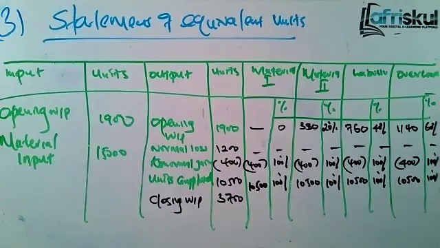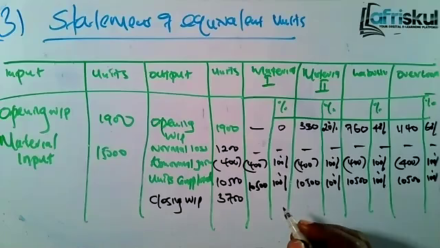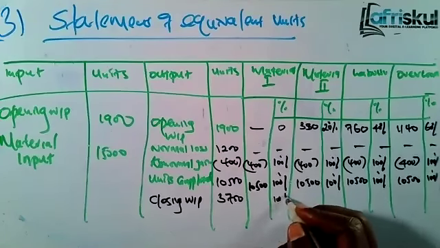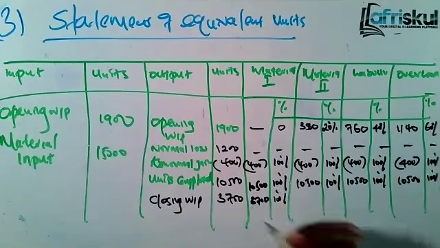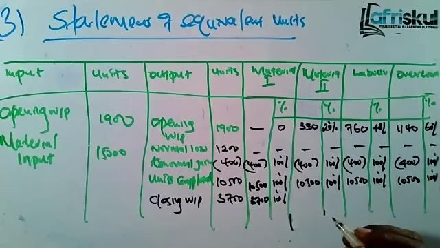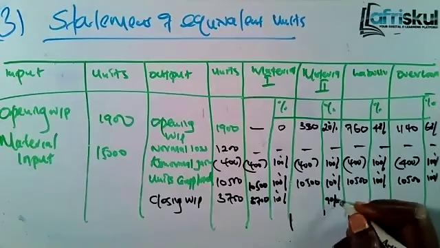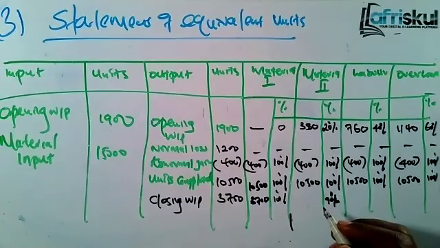Closing WIP, you have been given the degrees of completion in note number 5. This one, you take the percentages provided against the units given. So for direct materials, 90% against 3,700. Material 1 is always 100, as I had said earlier on. So it will be 100%, which is 3,700. And then for material 2, it is 90%. You take 90% the way it is provided, 90% of 3,700, which is 3,330.